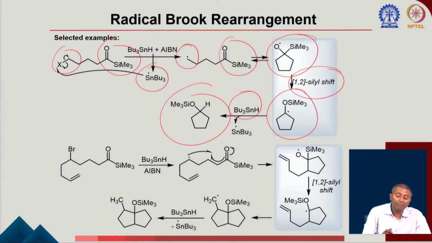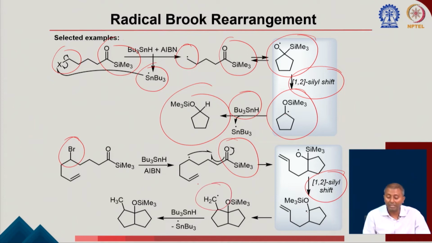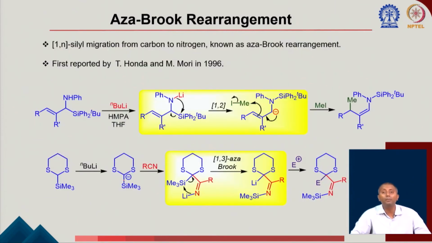Another example here: first formation of this tin radical allows cleavage of this carbon-bromine bond to generate the radical species, which can add to this corresponding acylsilane. Then there is a 1,2 shift generating this carbon radical, which can go for a 5-exo trig cyclization, and then finally hydrogen atom transfer is going to happen to form the corresponding product. So we have learned about the radical Brook.